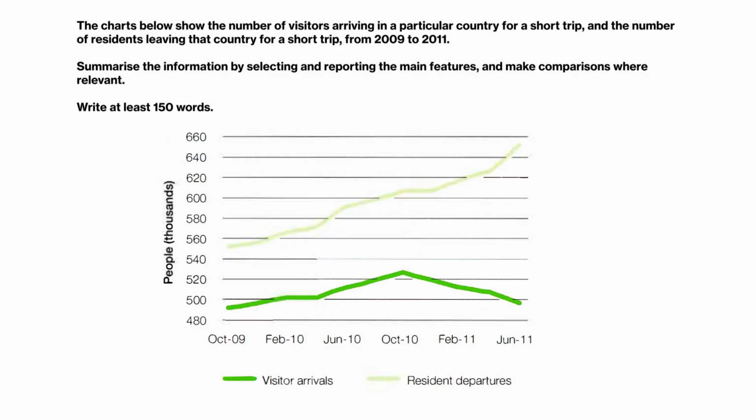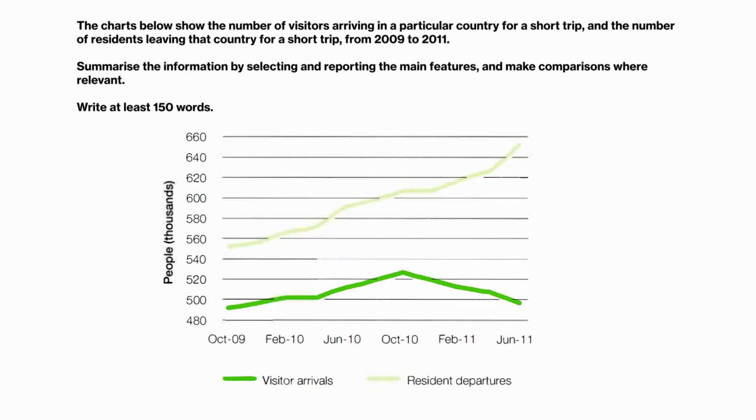So, look at this graph. There are two axes, an x axis and a y axis. The x axis shows number of people in thousands, starting from 480,000 and ending at 660,000. And on the y-axis, it's time, the number of years that are passing through. It starts from October 2009 and ends at June 2011. And then we have two trend lines. The first trend line is visitors arriving and the second trend line is residents departures.